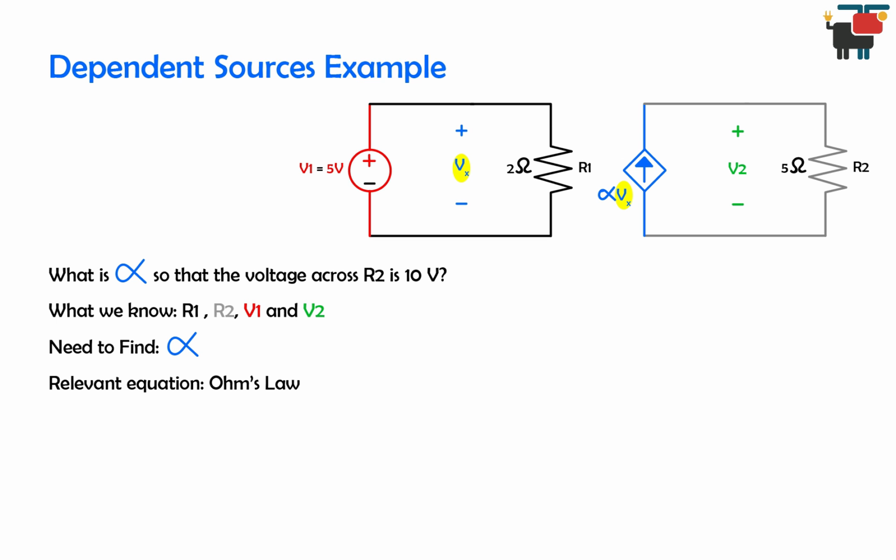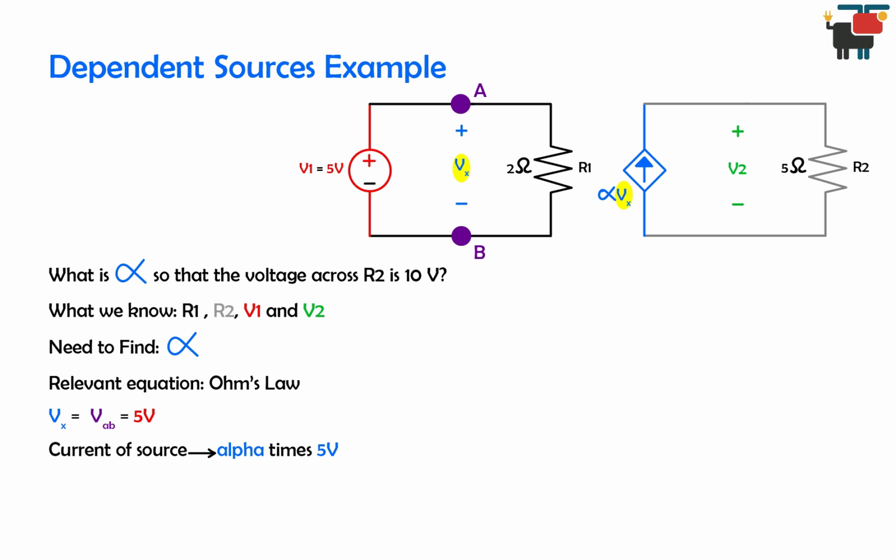The relevant equation is again Ohm's law. We need to know the value of Vx. Since the resistor R1 is connected directly to the 5-volt battery in nodes A and B, we can see that the voltage Vx is equal to VAB, or 5 volts. Now we can say that the value of the dependent current source is alpha times 5 volts.